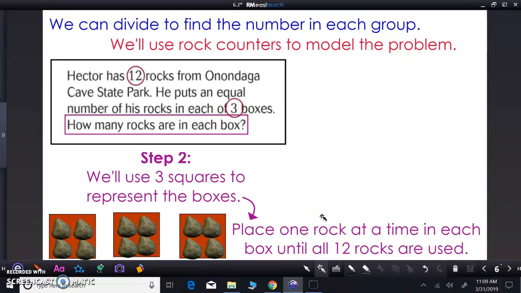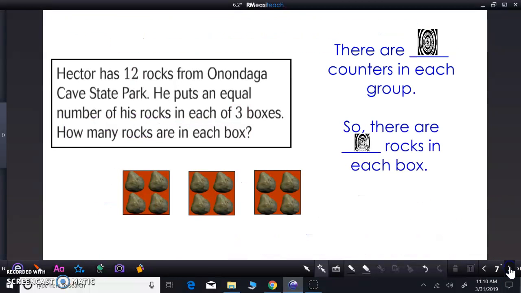Since I've used all 12 of my rocks, I can now easily see that I have 3 equal groups, and that shows us that we have 4 counters in each group. Therefore, there are 4 rocks in each of Hector's boxes.